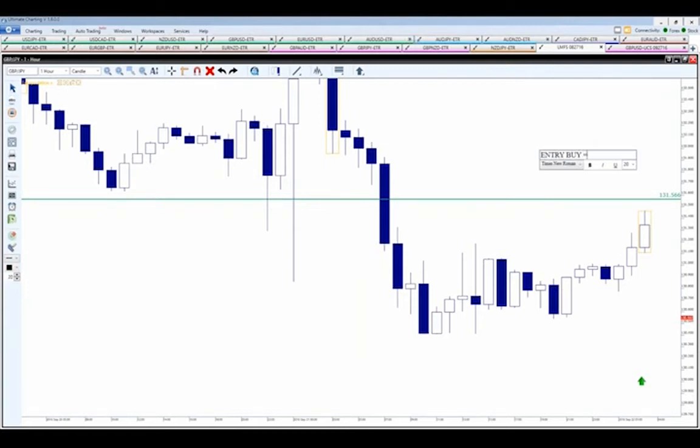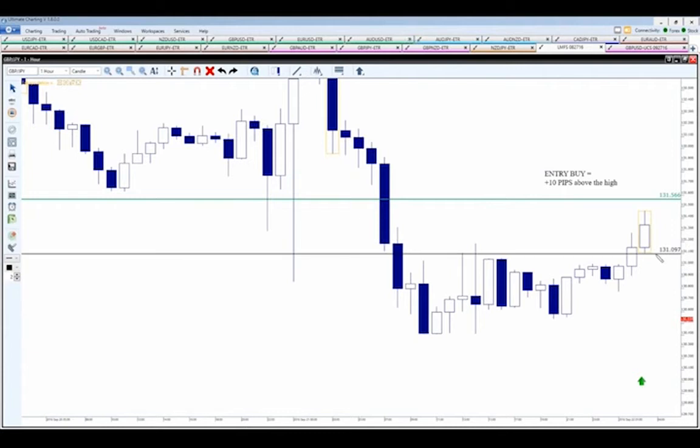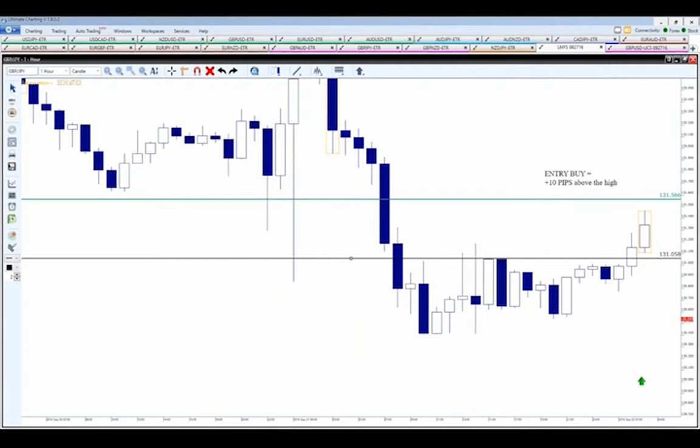Place in your broker's platform, and it's going to be plus 10 pips above the high. Once again, it's just simply a pending order. We're not in the market until the market rallies up and triggers that. We also are going to have another pending order that's going to be 5 pips below this low. So we come in here, 1, 2, 3, 4, 5 right there. And that's going to be our entry sell. That's going to be minus 5 pips below the low.